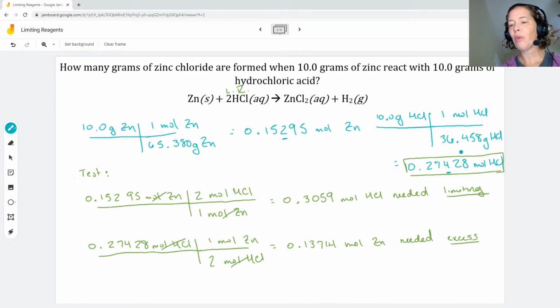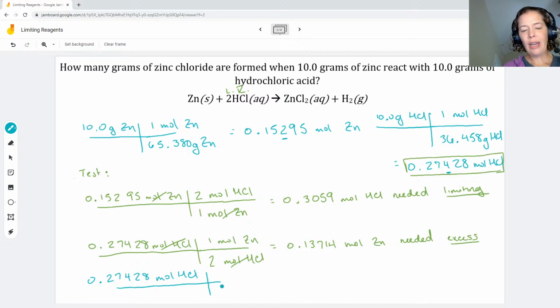So I'm going to start with my moles of my limiting reagent. That is 0.27428 moles of hydrochloric acid. And again, this time I'm going to be predicting products, and which one did it want? It wanted zinc chloride, so I've got to predict my zinc chloride. So let's do my mole ratio of hydrochloric acid to zinc chloride.